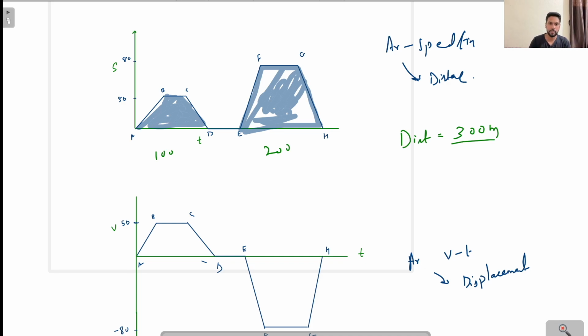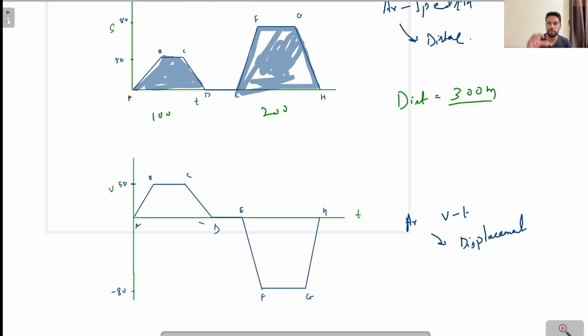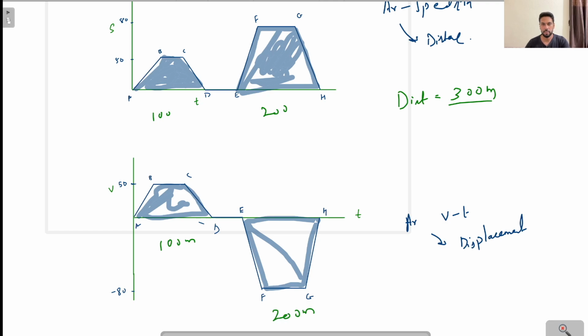Let's do the same thing here. Now I'll tell you how you get displacement. Here the areas remain the same. So now the area under this graph is again 100, but the area under this graph is also 200 but on the negative side. So this is 100 meter forward, this is 200 meter backwards. So total displacement is 100 minus 200, which is going to be minus 100 meter.